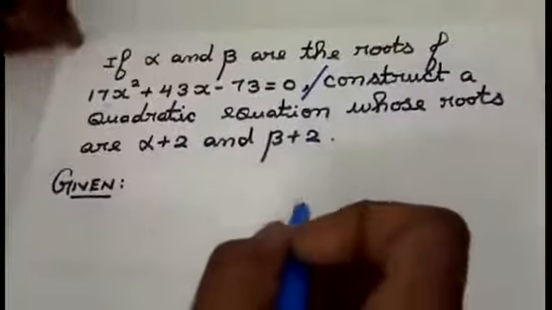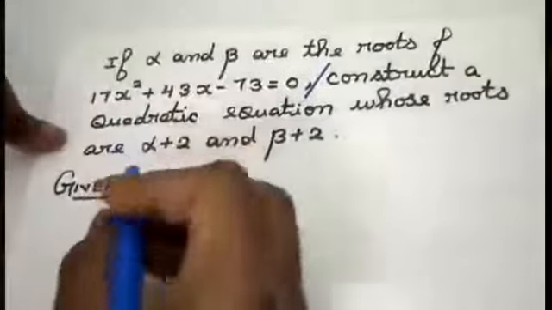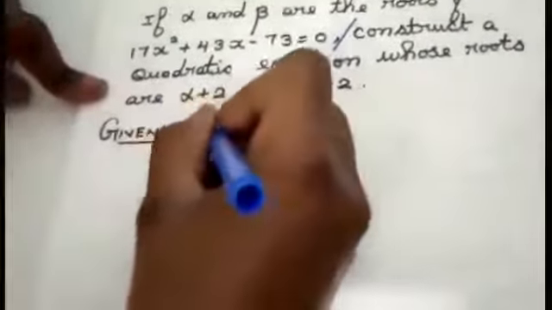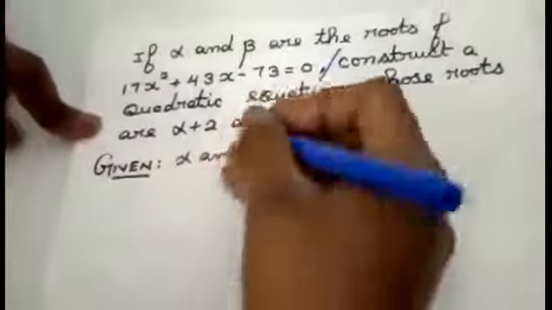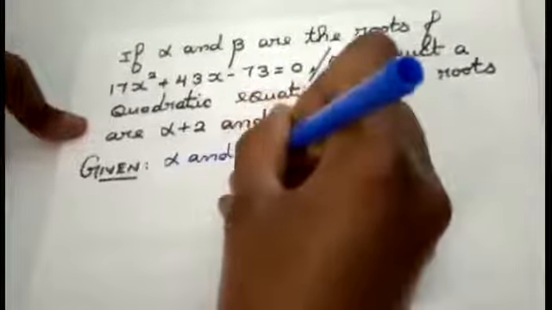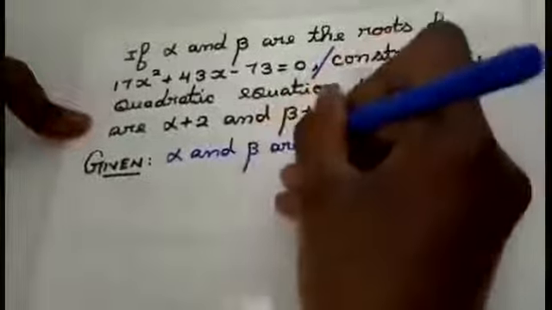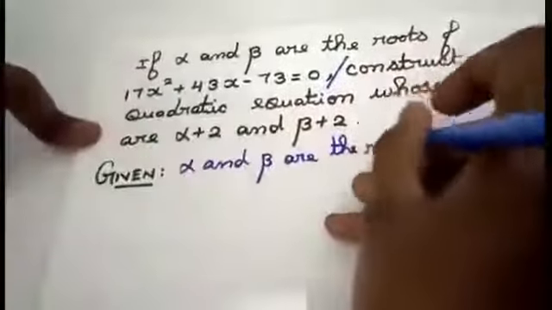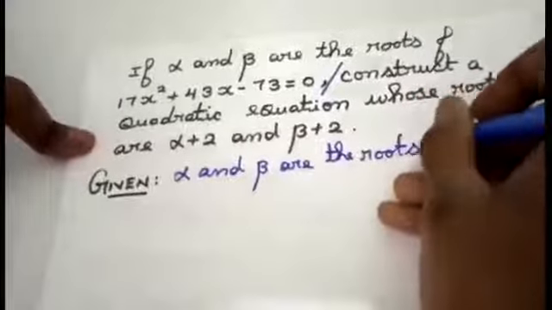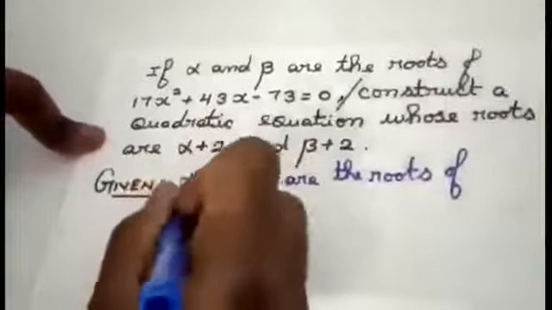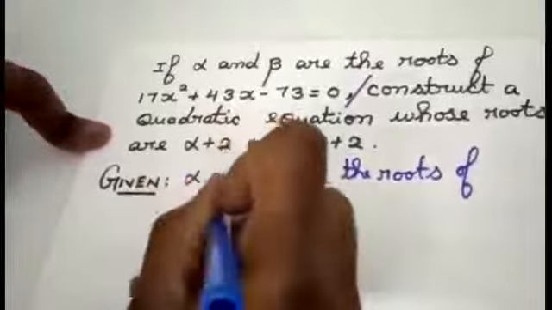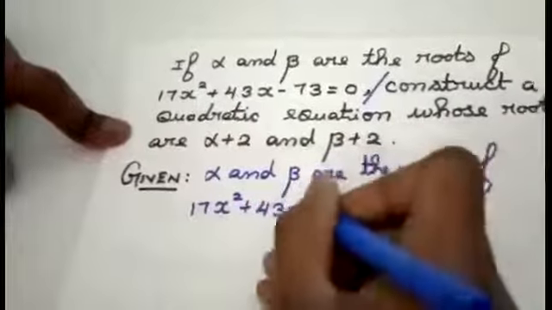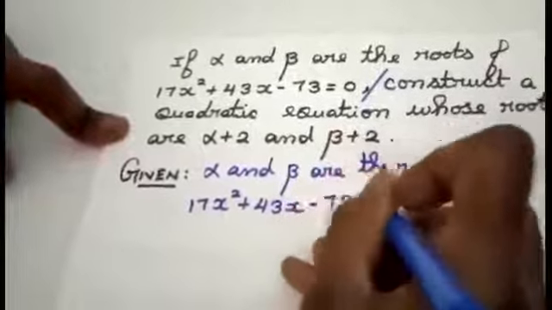Now I am going to start the sum like this, students. Given that alpha and beta are the roots of 17x square plus 43x minus 73 equal to 0.